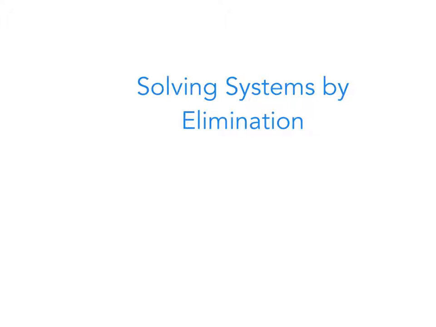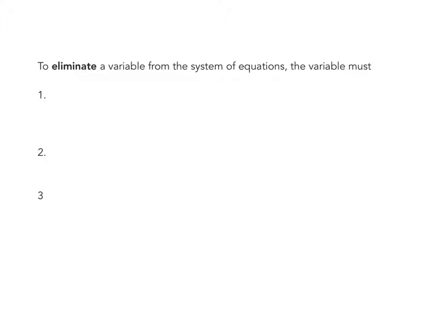Okay, so elimination. Yesterday the variables, the x's had the same number in front of them. The numbers were like positive 3, negative 3, so they cancel out really easily. Today our numbers are not going to be the same. And so let's talk about what needs to happen before we can even begin.